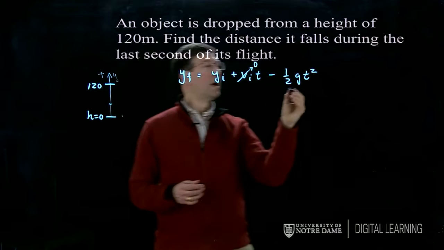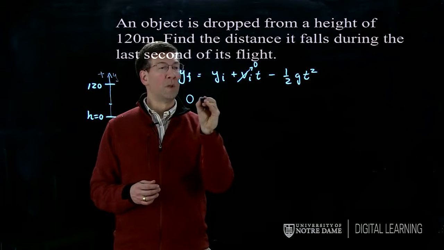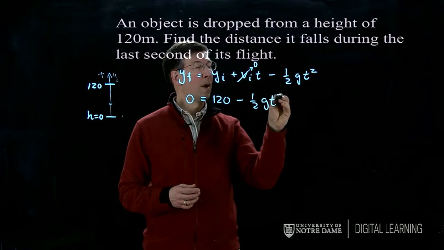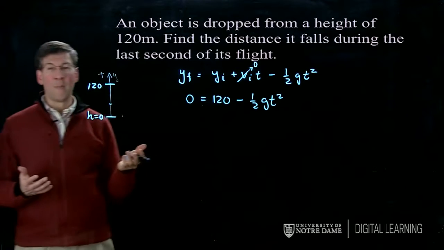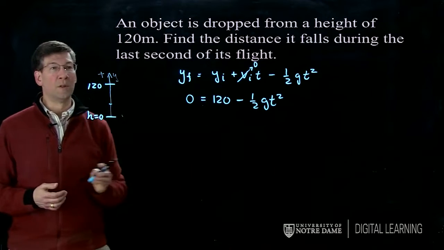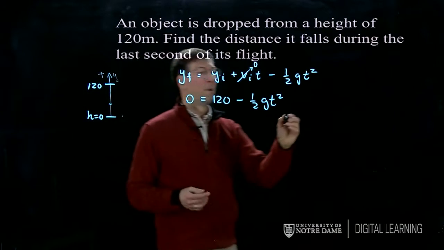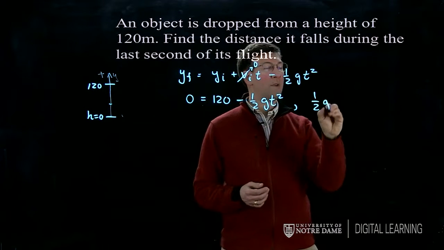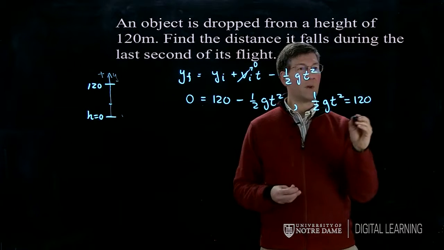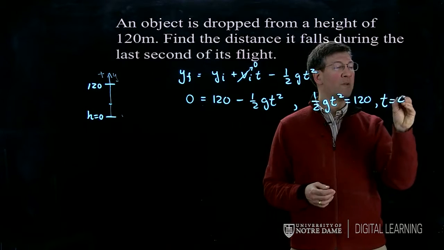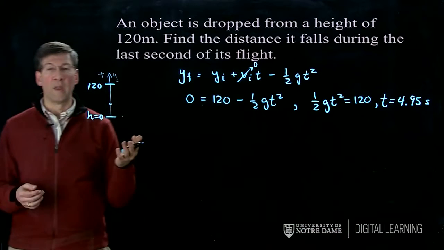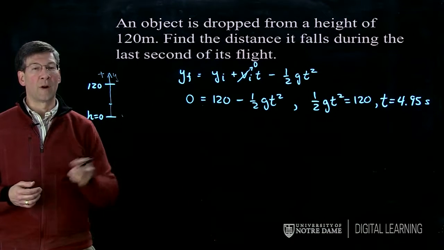So we can rewrite this equation as 0 is equal to 120 minus 1/2 gt squared. If I can solve this equation for time, it will tell me how long it takes to fall from a height of 120 meters to 0 under the acceleration due to gravity. Clearly we can just move this onto the other side. So I can write 1/2 gt squared is equal to 120. If I solve for time, t is equal to 4.95 seconds. So that's the total amount of time it takes for the object to fall from 120 meters all the way down to the ground.